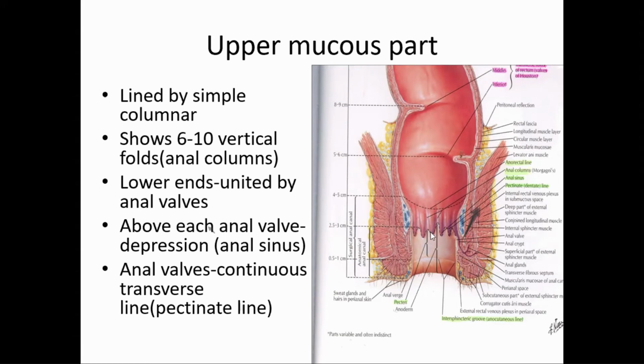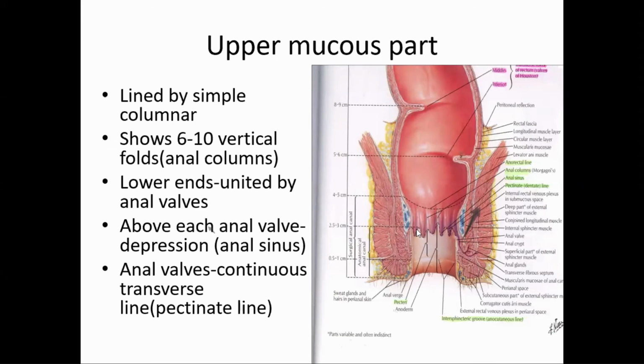So these are the anal valves. The anal valves form a continuous zigzag line. It is called the dentate line or the pectinate line. Clear? The pectinate line is the continuous transverse line formed by the anal valves, and that line is named the pectinate line or dentate line.